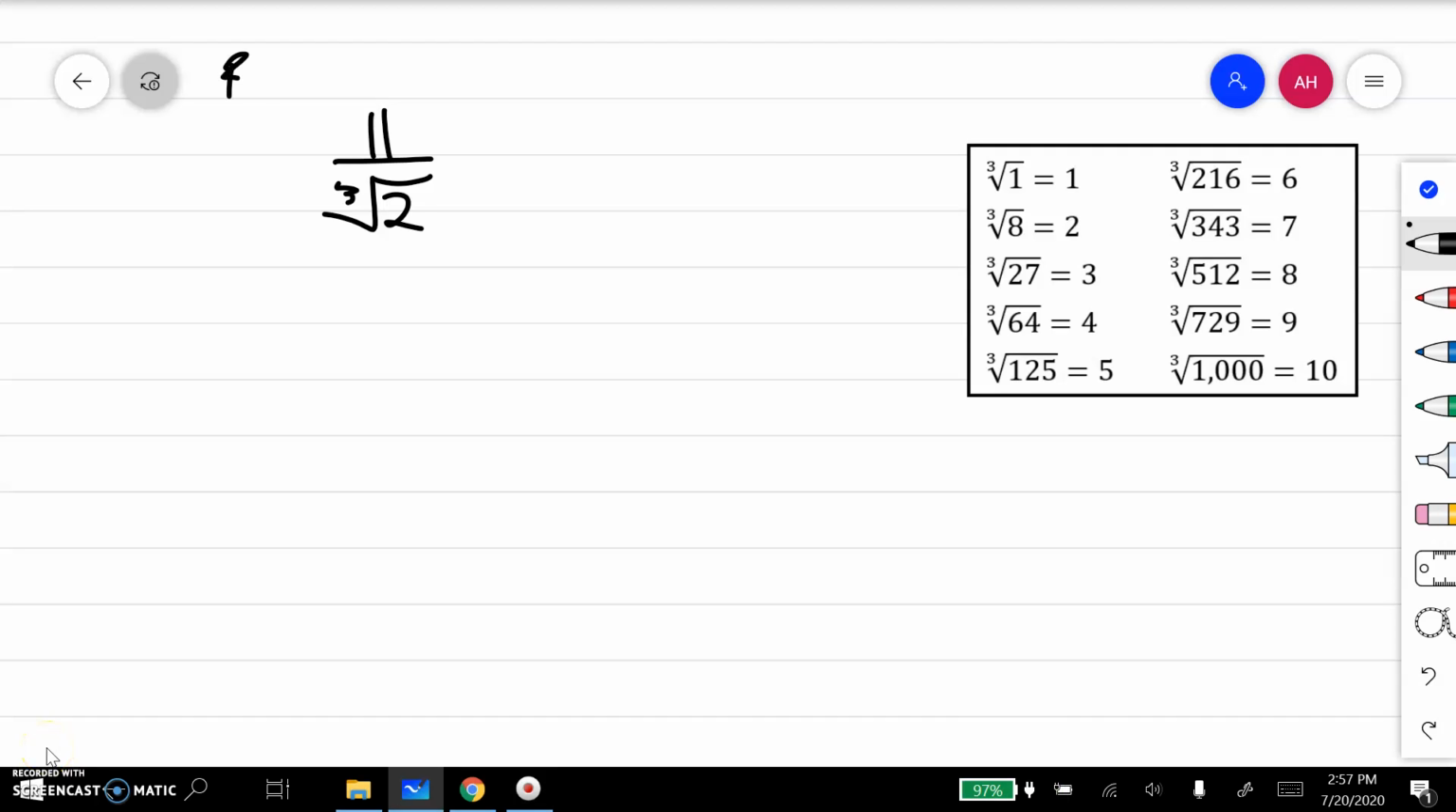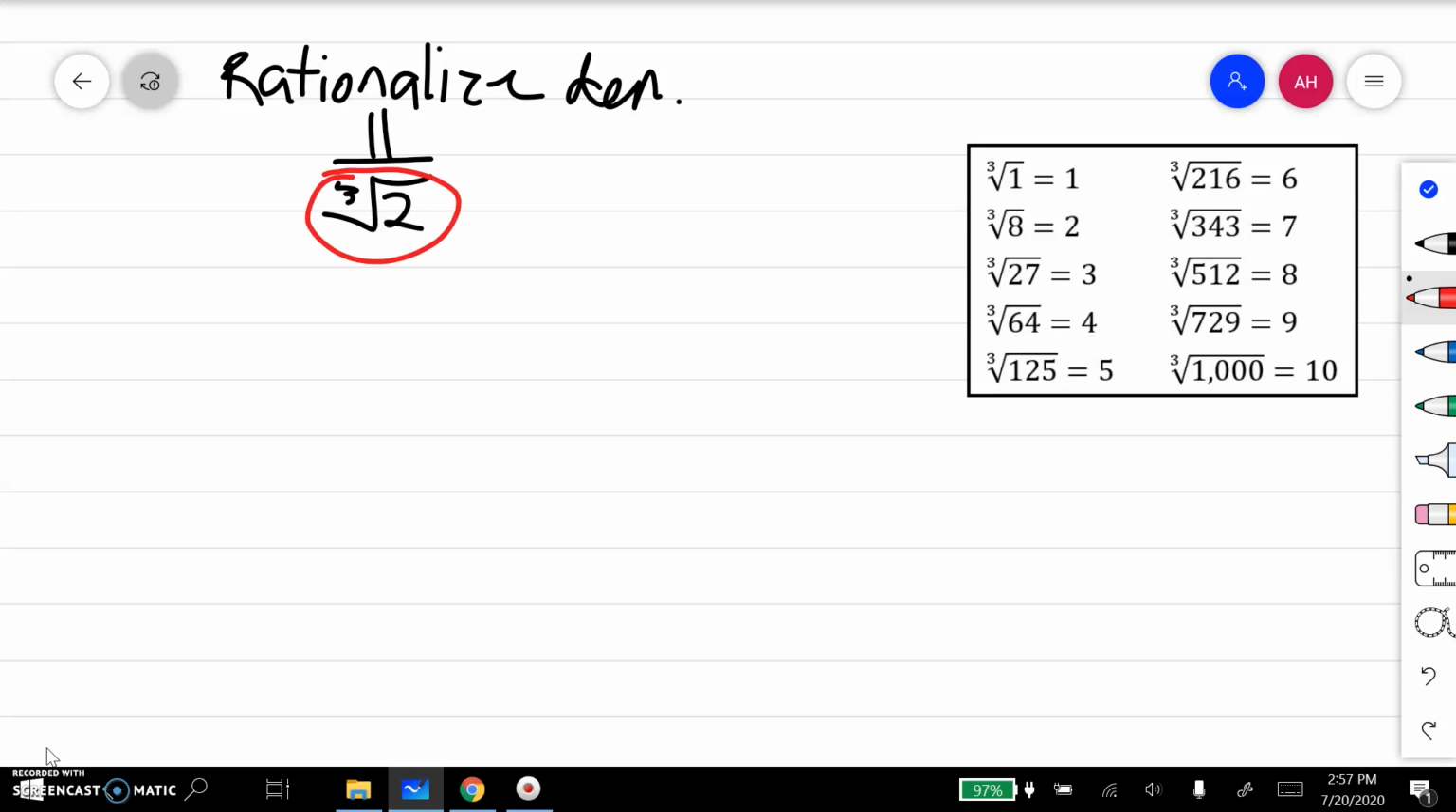Hey guys, this one is a question about rationalizing the denominator. What that means is that we don't want a radical in the denominator. That's not considered proper form. So what we try to do is we want to turn this right here.